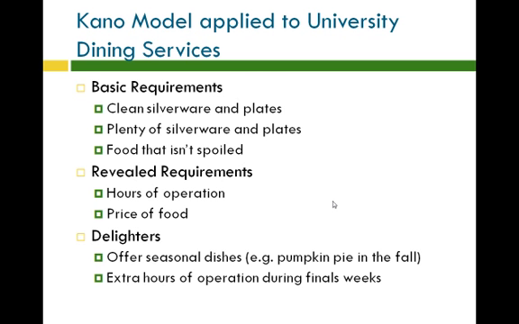For basic requirements: clean silverware, clean plates, plenty of silverware and plates so nobody is running out, and food that's not spoiled so you won't get sick. Examples for revealed requirements: maybe the hours of operation, the price of the food. The delighters could be offering seasonal dishes like turkey on Thanksgiving or pumpkin pie in the fall, or extra hours of operation during finals week. You probably came up with different ones, and that's just fine.